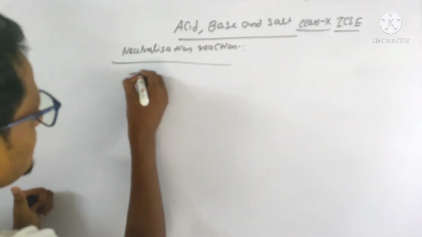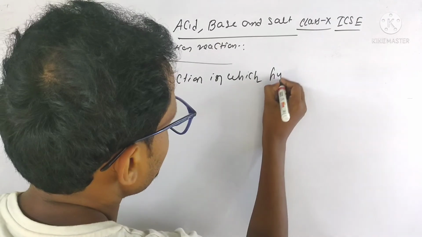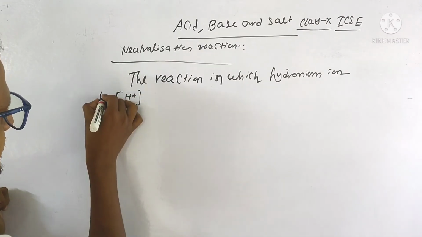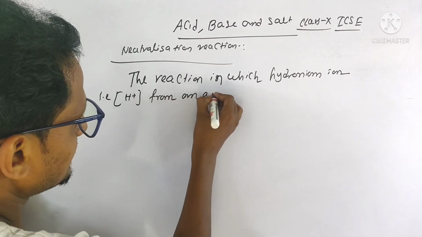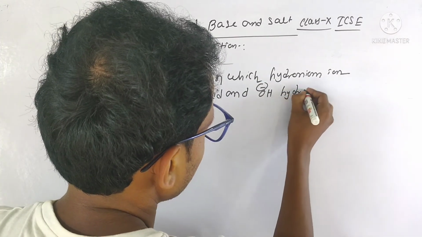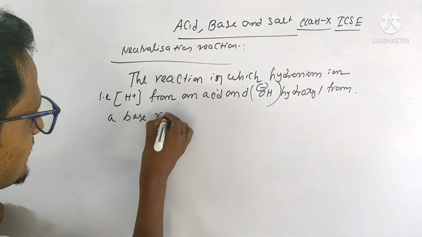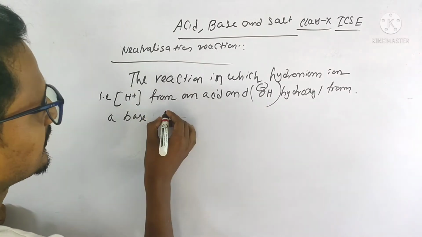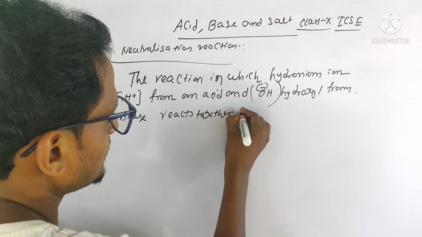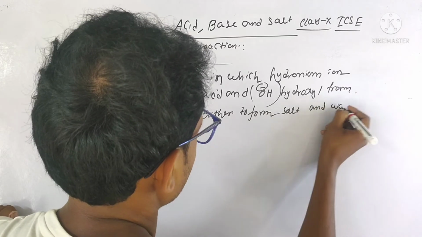Okay, so the reaction in which hydronium ion, that is H plus from an acid, and OH minus, the hydroxyl ion from a base, react together or join together to form salt and water.